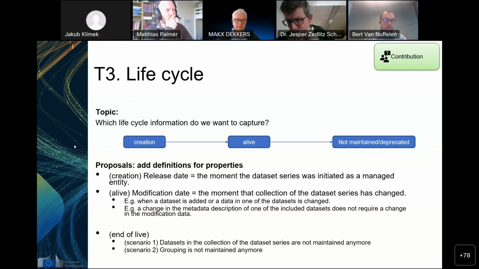Well, actually, I was objecting to that. So it seems to me that the bullet point says that when the data in one of the data sets changes, then of course the modification date of the data set changes, and therefore the modification date of the whole series should change, and I would not like to do that. And we agree on that.